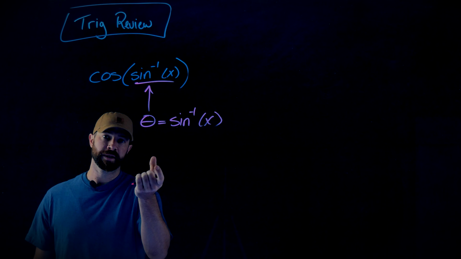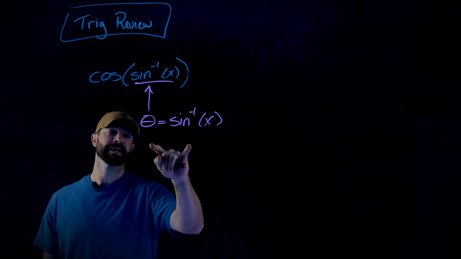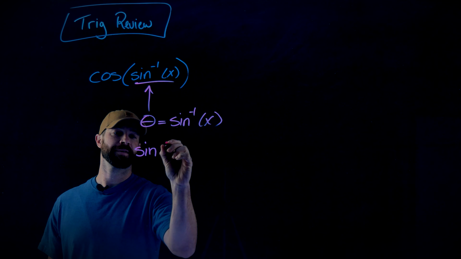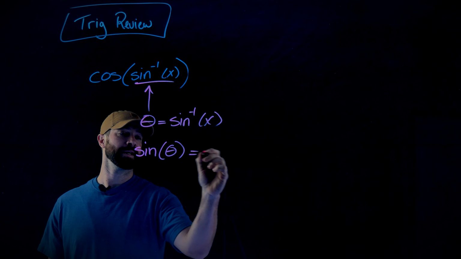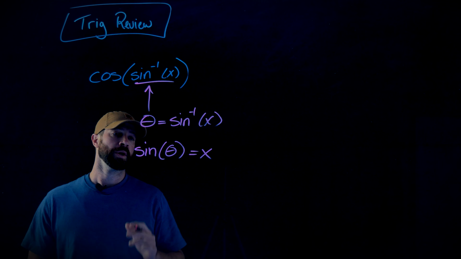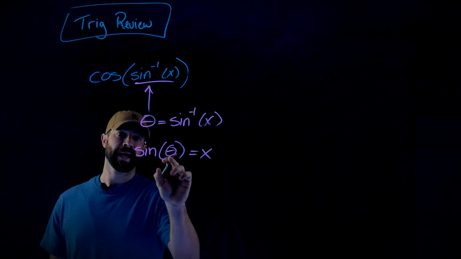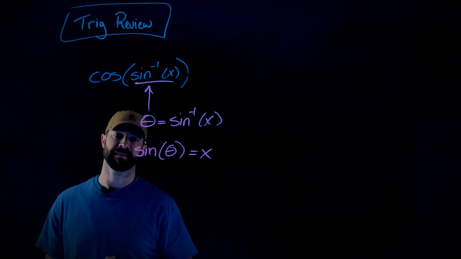Sometimes this is hard to understand, but what we can do instead is rewrite this with sine. So this written in terms of sine would be that the sine of theta, or the sine of the angle being described here, equals x. So what we're doing is this angle theta has a sine value of x. We're being asked what the cosine of that is.